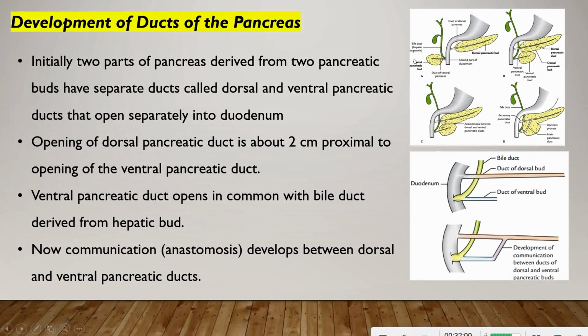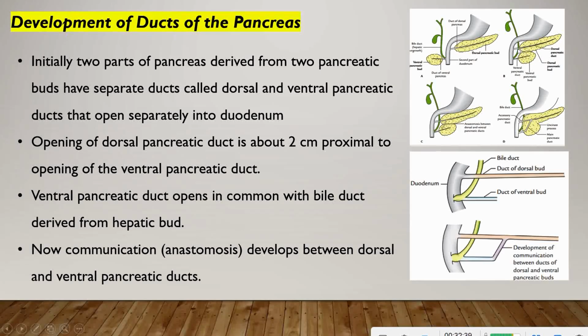The development of ducts of pancreas. Initially, two parts of the pancreas derived from two pancreatic buds have separate ducts called dorsal and ventral pancreatic duct that open separately into duodenum. Opening of the dorsal pancreatic duct is about 2 cm proximal to the opening of ventral pancreatic duct. The ventral pancreatic duct opens in common with the bile duct derived from the hepatic bud. So you can see here within the dorsal pancreatic bud there is one duct. Within the ventral pancreatic bud there is ventral pancreatic duct.